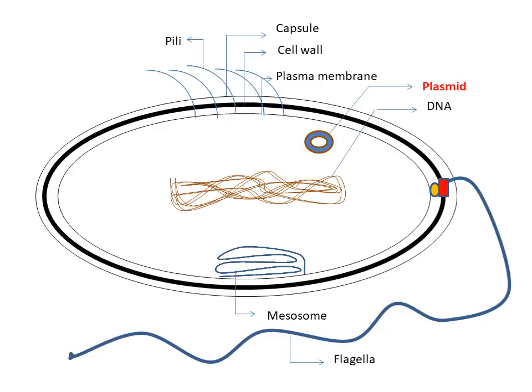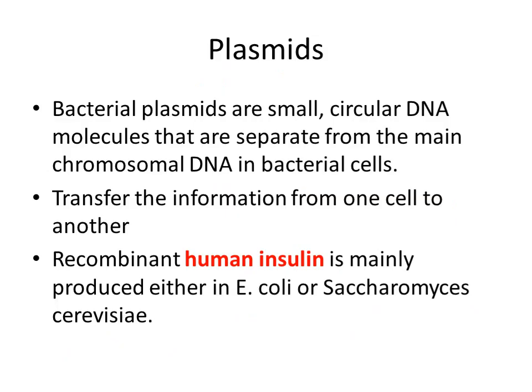Next, extra chromosomal DNA is called plasmid. It's a single circular DNA which is helpful for the transfer of information from one bacteria to another bacteria with the help of pili. Plasmids are responsible for production of various therapeutic ingredients such as human growth hormone and insulin by recombinant DNA technology.